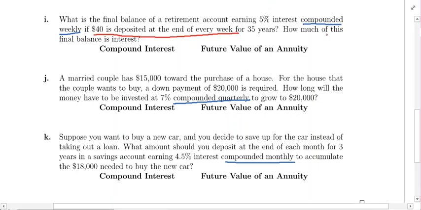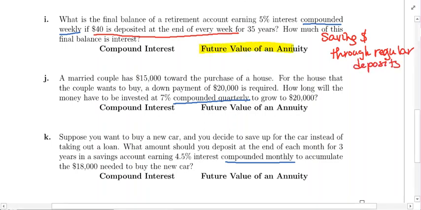So we're saving money through regular deposits. And so that makes this future value of an annuity. All right. Part J. A married couple has $15,000 towards the purchase of a house. For the house that the couple wants to buy, a down payment of $20,000 is required. How long will the money have to be invested at 7% compounded quarterly to grow to $20,000?